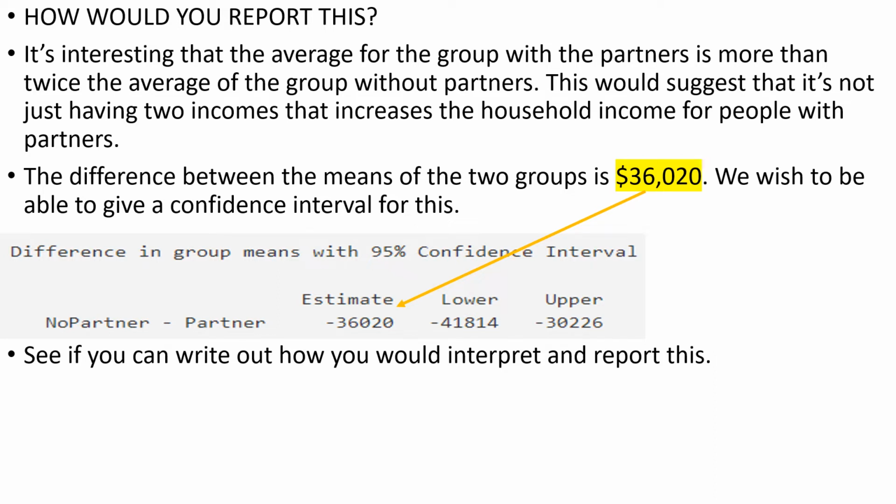So the difference between the means of the two groups is 36,020. People, that one in yellow is basically easy to understand, and you can easily use a calculator to determine it. We also want to be able to give a confidence interval for this, and that's what the computer is going to do, and that will be a lower of 30,226 and an upper of 41,814. So see if you can write out how you would interpret and report this.